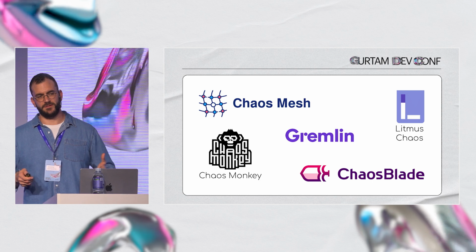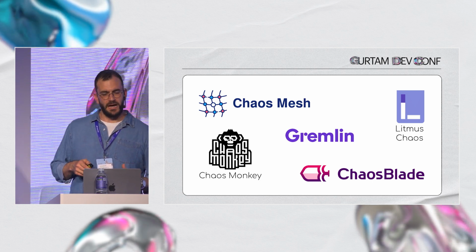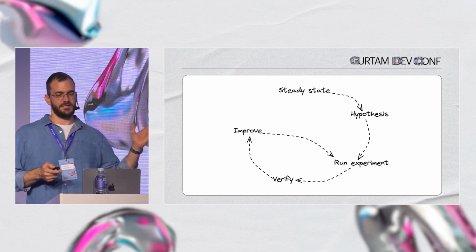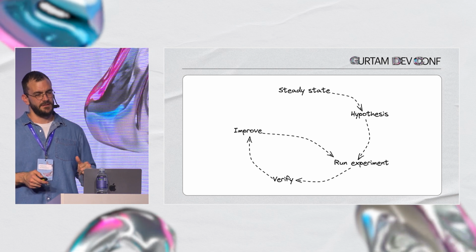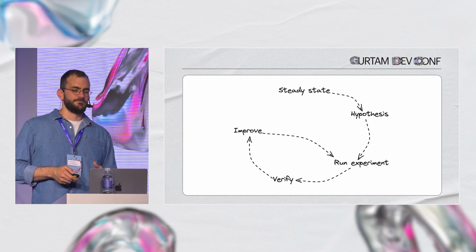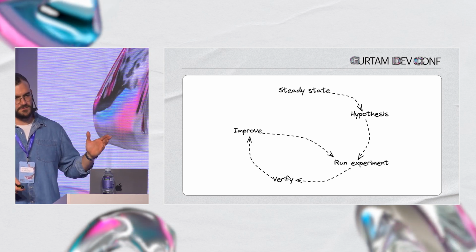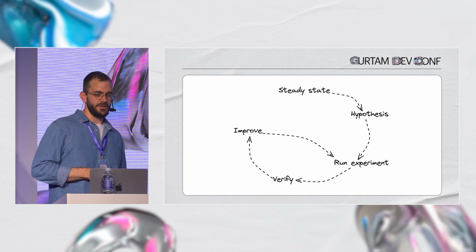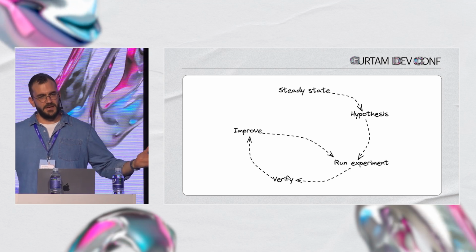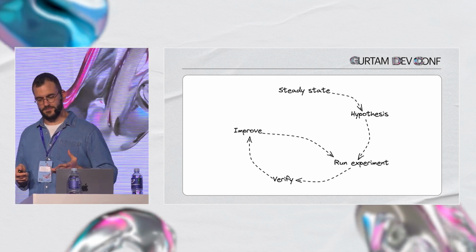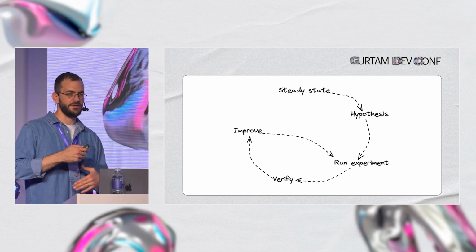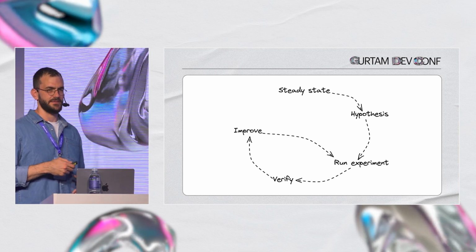So if you have the resources in your company, I would recommend running like what this diagram shows. You have a steady state, then you need to have a hypothesis, you run the experiment, you verify the results, you improve, and then you run the experiment again. So if you can, once every month, the team tries to see how the system reacts if you start to break it. This is an infinite process of improving the architecture.